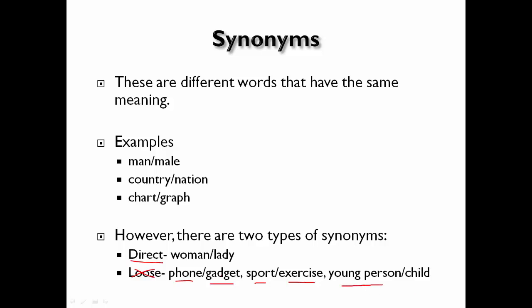Also, a common mistake is something like young person and child. A child is someone under 18, so between 0 and 18 is a child. A young person can be someone in their 20s, a 25-year-old, 26-year-old, 27-year-old might be a young person. So this one is not specific enough. This is very specific. Okay, so be very careful with loose synonyms. Only use direct synonyms.